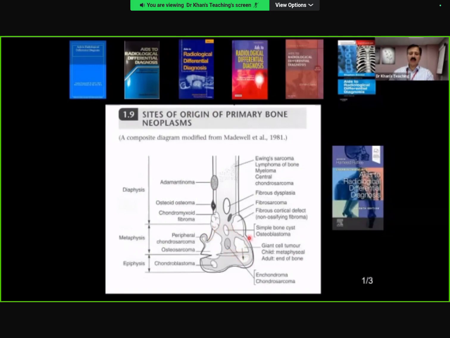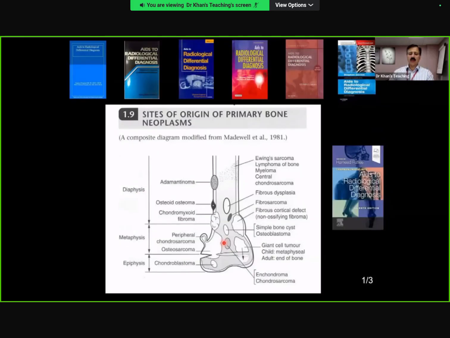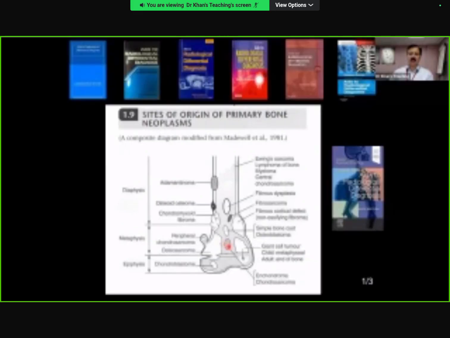Then comes the metaphysis. In the metaphysis, in the central portion of metaphysis, there is enchondroma. So remember this. This is enchondroma, which is a cartilaginous tumor. And next to enchondroma, they have written chondrosarcoma. What does it tell you? It tells you that there is malignant transformation of the enchondroma, which can happen. And this is what they are going to ask you. I'm going to teach you shortly. So enchondroma can change to chondrosarcoma.